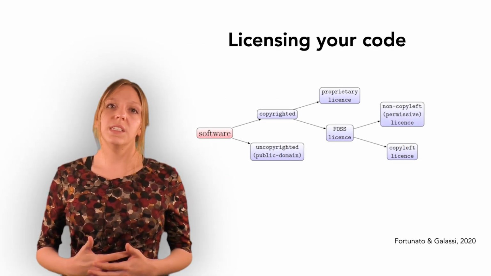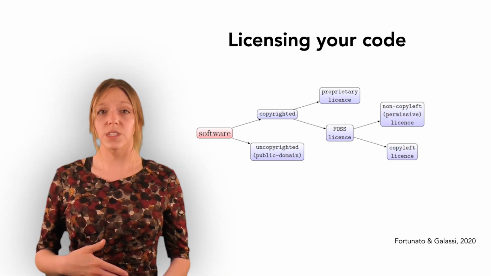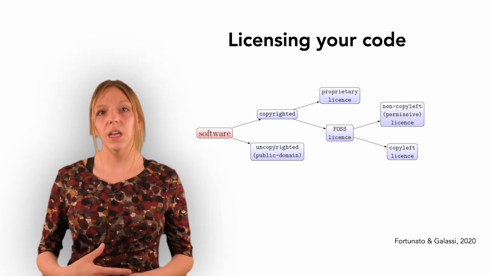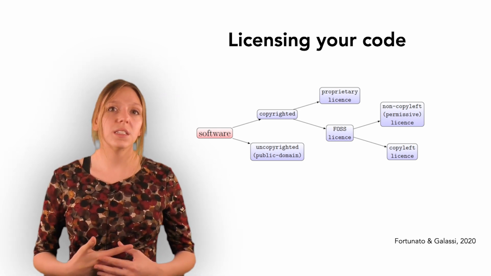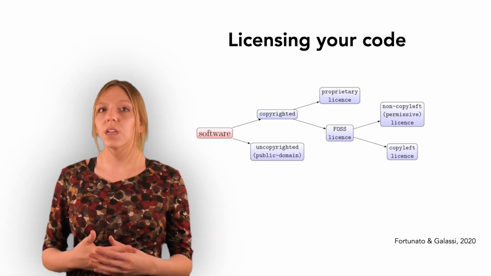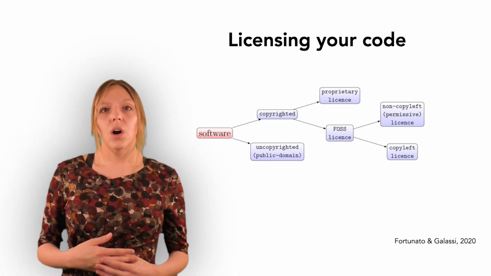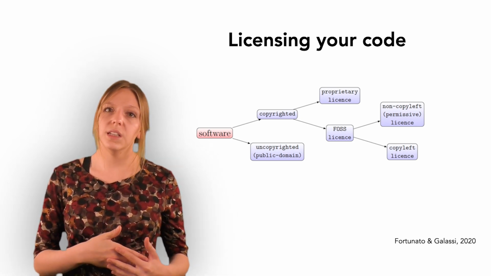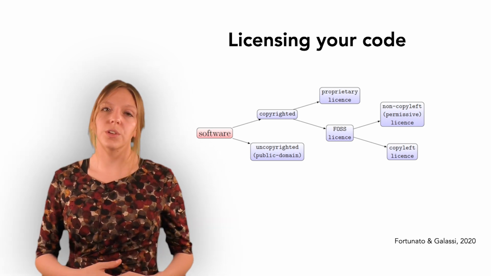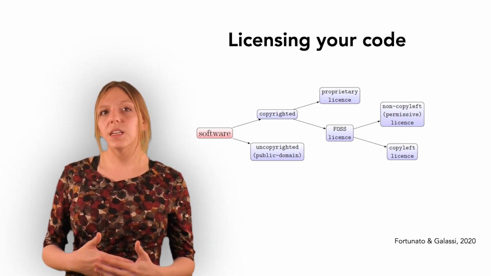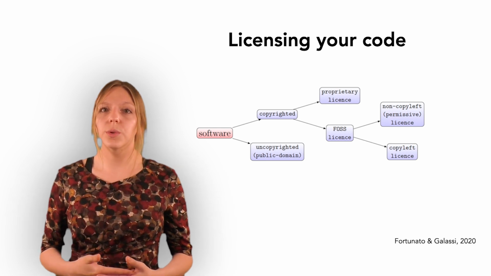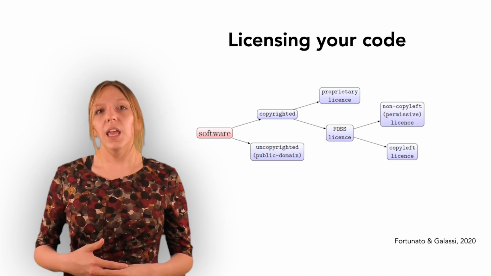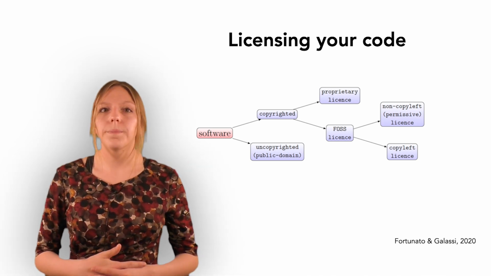Now, getting into more details on how licenses for code and software work, licensing a code usually means that the code is copyrighted. If a code is not copyrighted, it is simply public domain, and there are no restrictions on what can be done with it. Once a code is copyrighted, there are two options. It can either be under a proprietary license or under a free open source software license. There are then two further types of free open source software licenses: non-copyleft or permissive licenses on the one hand, and copyleft licenses on the other.